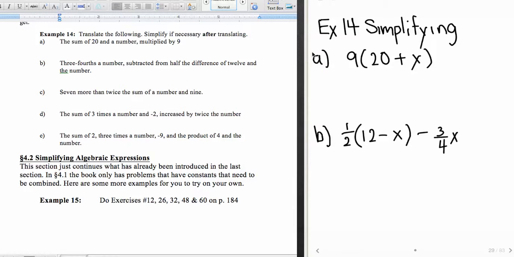This continues section 4.1. We are doing the simplification on the problems that we just translated.